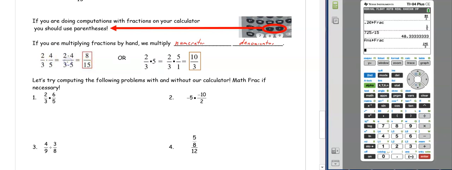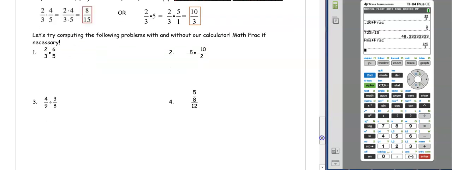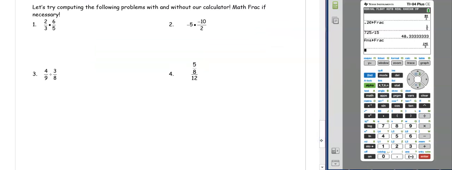So let's try doing some of these with a calculator. In number 1, we have 2/3 times 6/5. So we're going to put parentheses 2 divided by 3, because we want the calculator to know this is grouped together, times parentheses 6 divided by 5, close parenthesis. We hit enter, we get a decimal, but we do not want to leave our answers in decimals, so we're going to hit math, enter, enter. So this is going to be 4/5.